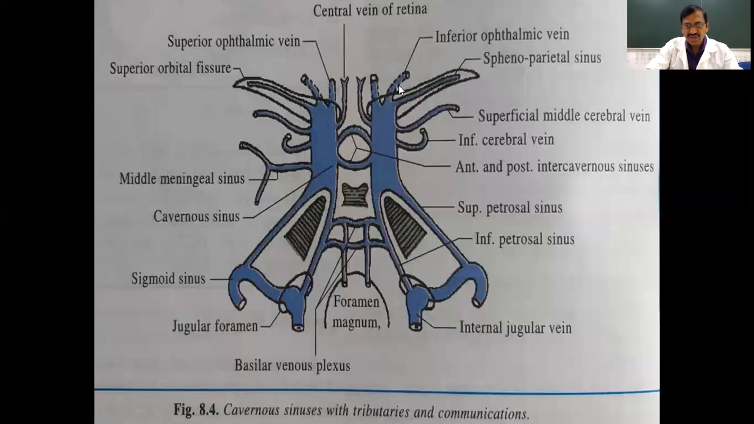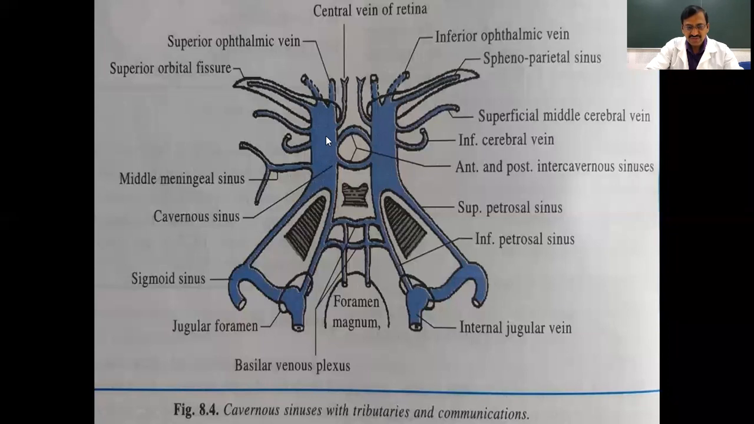And these are all the veins which have a relation and communication with the cavernous sinus. You see, this is the superior ophthalmic vein. This is the inferior ophthalmic vein, and this is the sphenoparietal vein, and the superficial cerebral vein, middle cerebral vein, and inferior cerebral vein. These are all the veins having communication with this cavernous sinus, and these are the middle meningeal vessels.